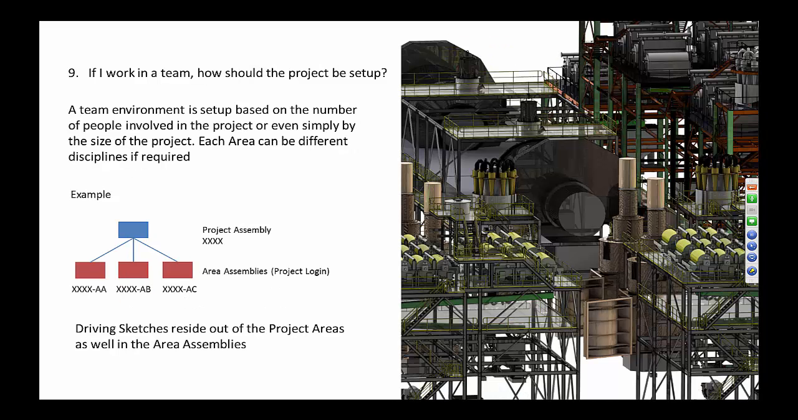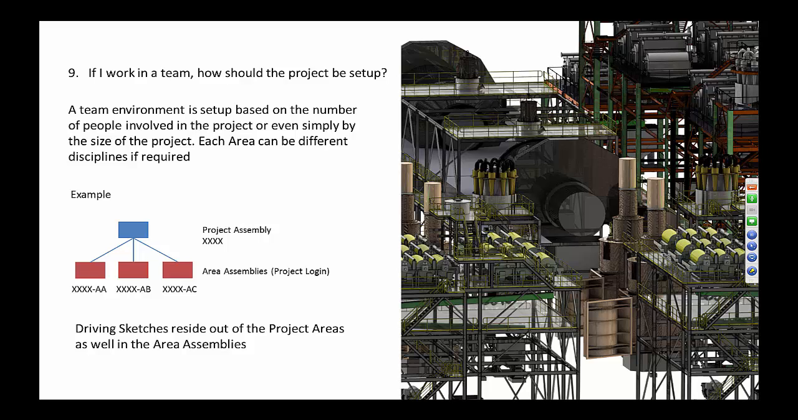Now if you're going to work in a team environment on large projects, you want to set it up so that multiple people can work on the same project without interfering with each other. So a team environment has to be set up, and that means that we're using a project assembly, and area assemblies sit inside the project assembly, and our lead design draftsman, or lead drafty, on the project looks after the interfaces at the project level, and everyone else that's working on the project can work in area assemblies at a lower level.